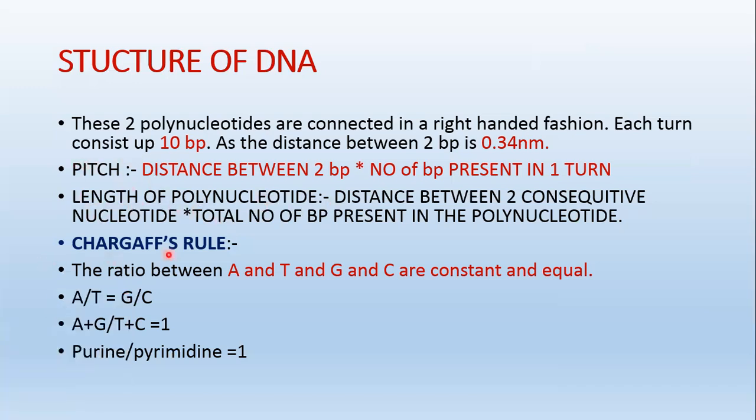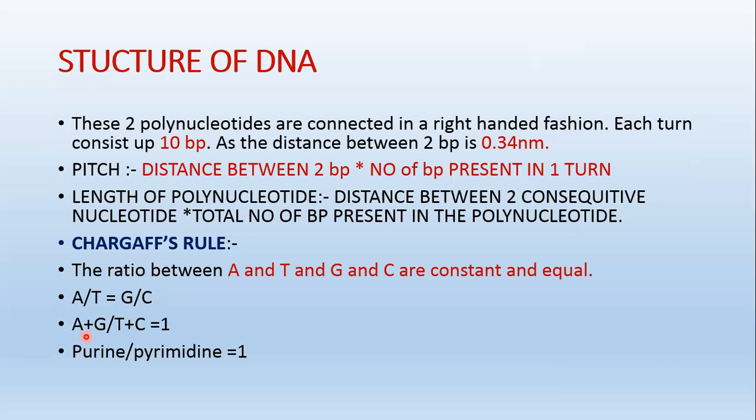Okay, and there is another rule called Chargaff's rule. According to it, the ratio between A and T and G and C are constant and equal. That is A by T is equal to G by C. And the ratio of purine divided by pyrimidine is 1. The ratio of purine and pyrimidine is 1.